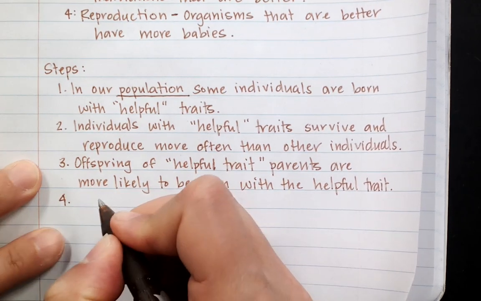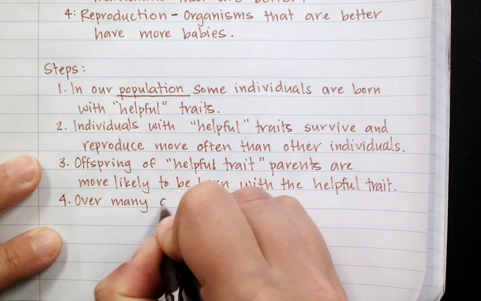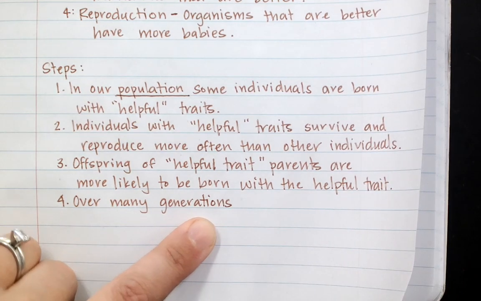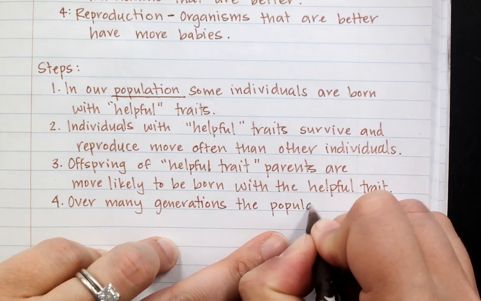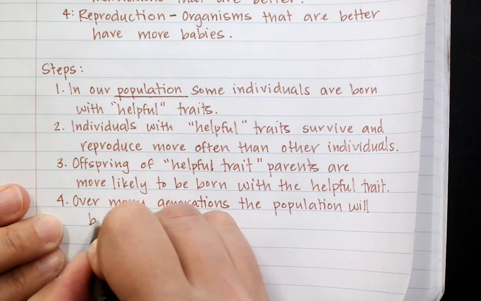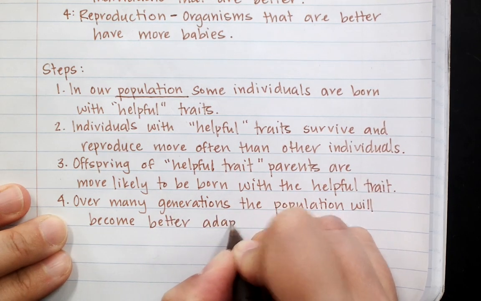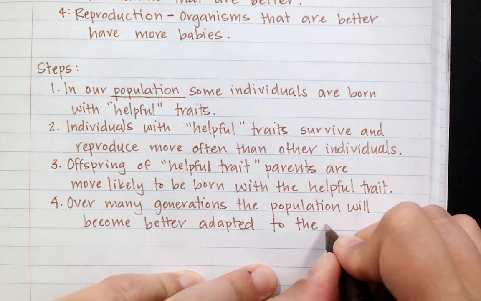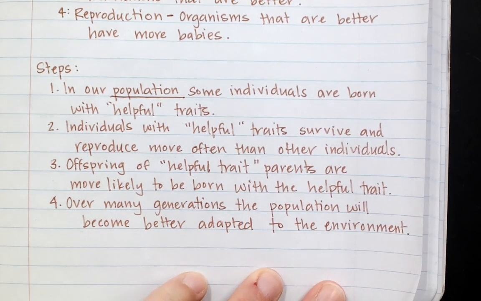Last step here is over many generations. So this is saying it's going to take a lot of time. Over many generations, the population will become better adapted to the environment, and that's evolution by natural selection.